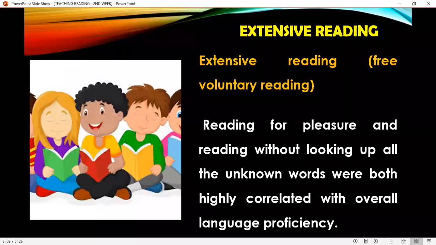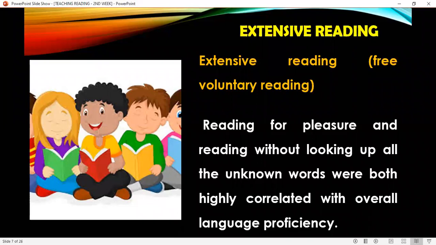They have pleasure in reading. It doesn't matter if they don't know some of the words. It doesn't mean they are not going to know all the words, because it's impossible to understand a text if you don't understand the words. But there are some words that they don't know, and for them it's not important. So we call this extensive reading. Don't forget it: extensive reading, reading for pleasure.